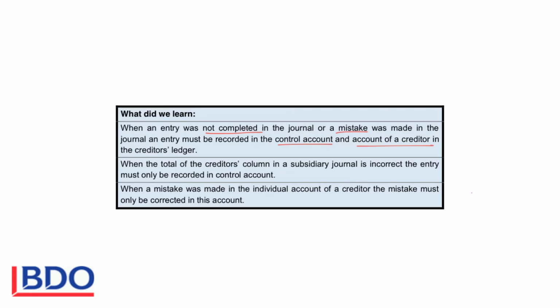When the total of the creditors column in any of the subsidiary journals is incorrect, it will only be corrected in the control account because the total of the creditors column in any subsidiary journal is posted to the control account. When a mistake was made in the individual account of a creditor, the mistake will only be corrected in his account, and therefore the creditors or debtors list will be adjusted.